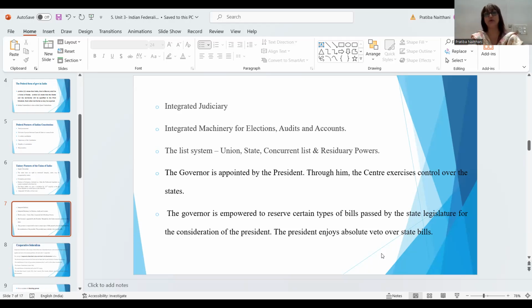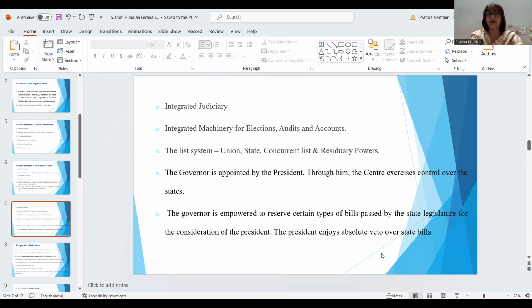between the center and the state over division of power. The states always complain that the center is trying to keep us under its shadow. It is trying to keep a check on us, and the difference of opinion becomes more intense when the party which is ruling in the center is different than the party ruling in the state. Then the rift between the center and state becomes more aggressive.